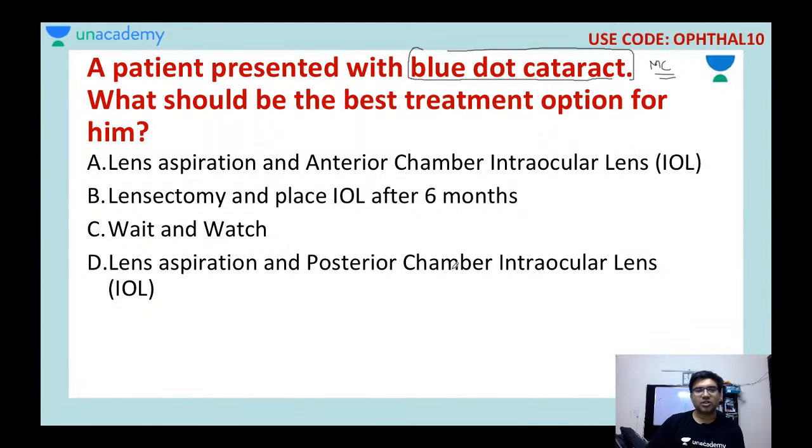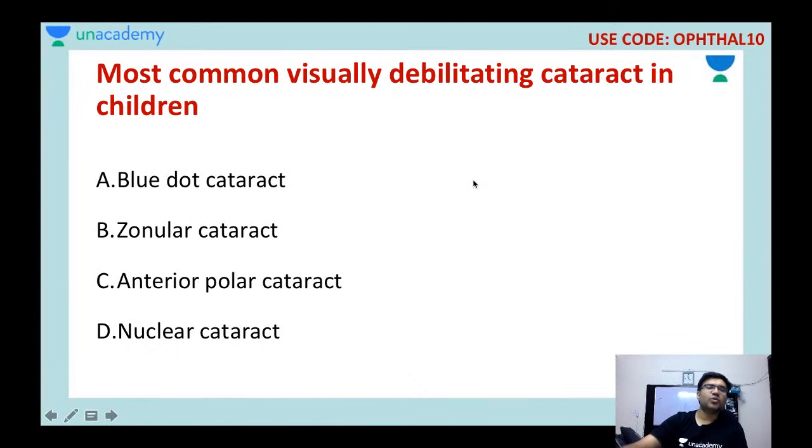The best thing about the blue dot cataract is we get the opacities all over the lens, but they are not hampering the vision of the patient. Okay, because these are very small opacities. They are not hampering the vision of the patient. So the only thing you can do is tell the patient to wait and watch and avoid any surgery there. Okay, chalo, let's move to our next question.